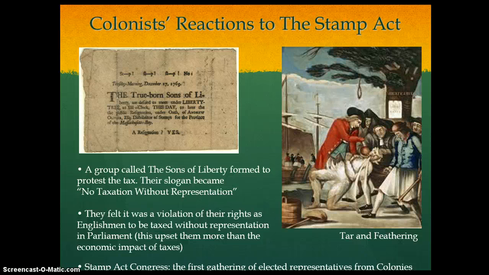And so they came up with the slogan, we are not going to pay taxes unless we have some kind of representation in Parliament. They felt it was a violation of their rights as English people to be taxed without any kind of representation in government, in this case, Parliament. And this idea upset them more than any kind of money that they might lose as a result of taxes.